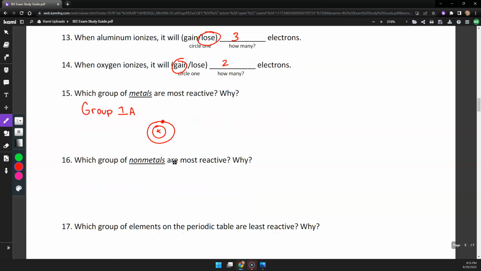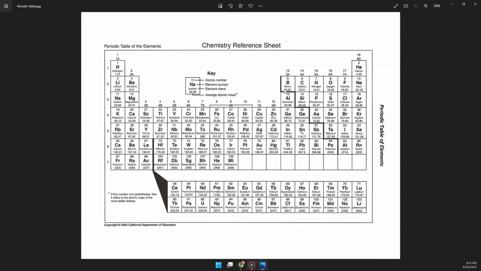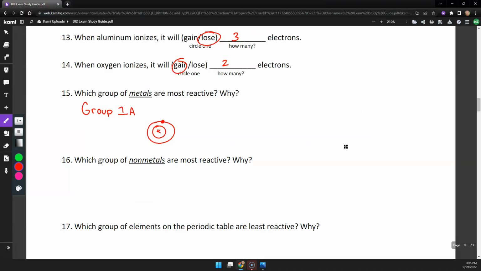Which group of nonmetals are the most reactive? So remember, we have our staircase on the periodic table. Everything to the right of that staircase is a nonmetal. Everything to the left of that staircase is a metal. Everything on that staircase is a metalloid. So group 7A, right here, these are the most reactive. They have 7 valence electrons, and it only takes 1 more electron for it to be stable. So it's going to do whatever it can to get that 1 electron.